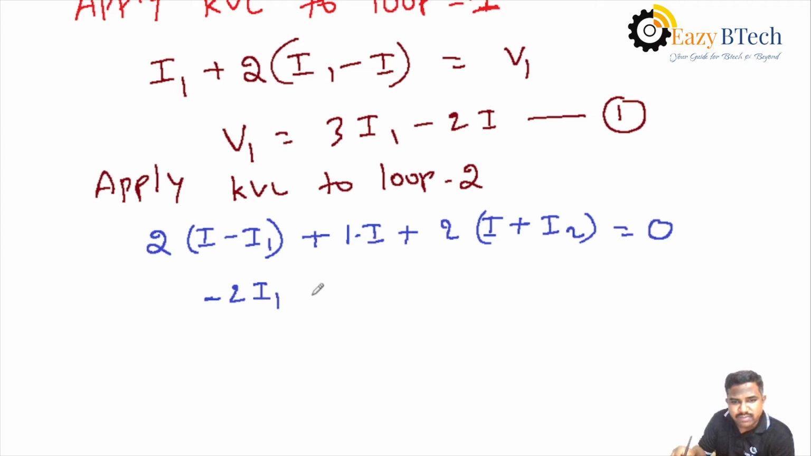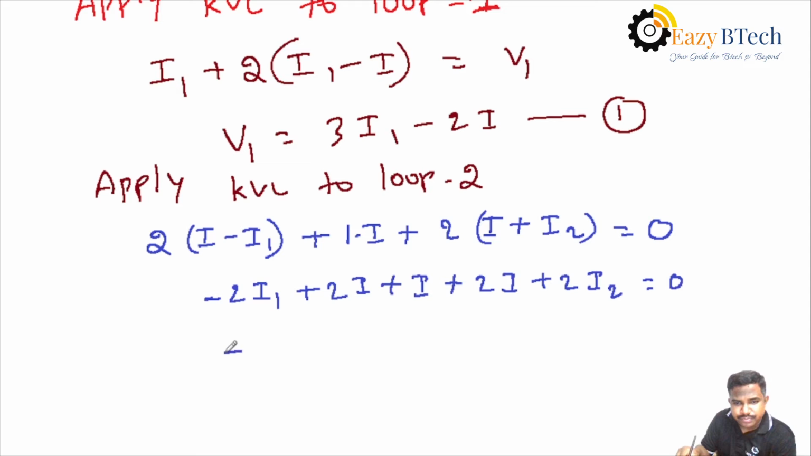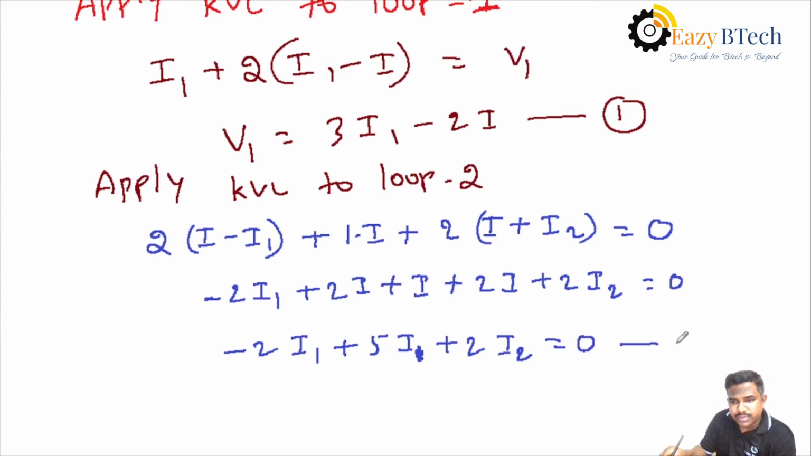Then you can arrange the values here: minus 2 into I1 plus 2I plus I plus 2I plus 2I2 equal to 0. That is, minus 2I1 plus 5I plus 2I2 equal to 0. This is equation 2.